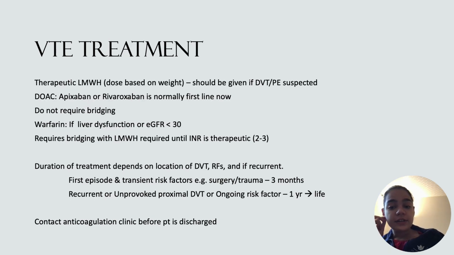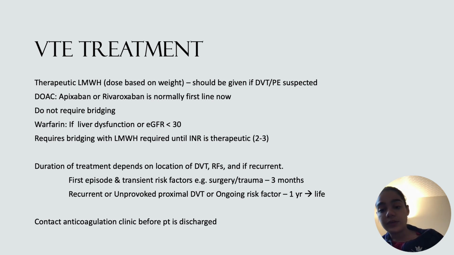So we've spoken about VTE prophylaxis, and now it's time to speak about VTE treatment. So you want to give the patient therapeutic low molecular weight heparin, and that dose will be based on their weight. And you should have trust guidelines that will tell you how to dose for this. This should be given if a DVT or PE is suspected.